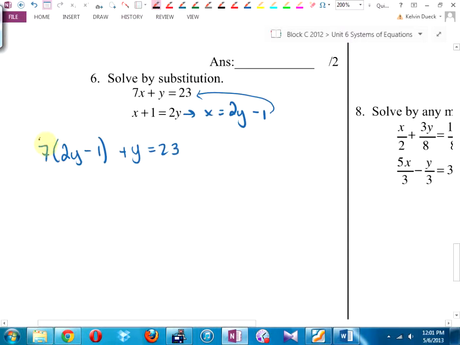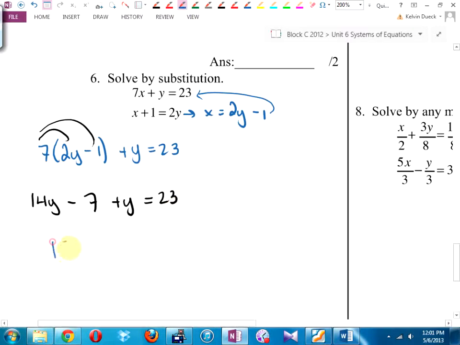And then hopefully, Marcus, you went 14y take away 7 plus y equals 23. Oh, you just dropped the 33 down? Yeah. So we call that a transcription error. Yeah, it's called reading your own writing wrong. So there you go. By the way, I'll keep going since I'm nearly there, Marcus, my friend.